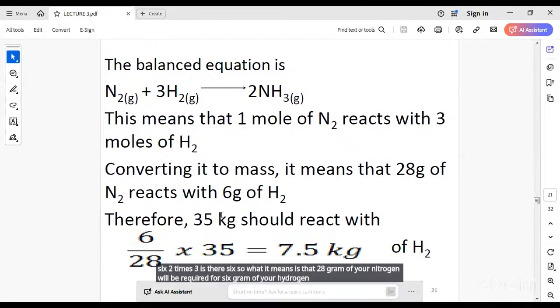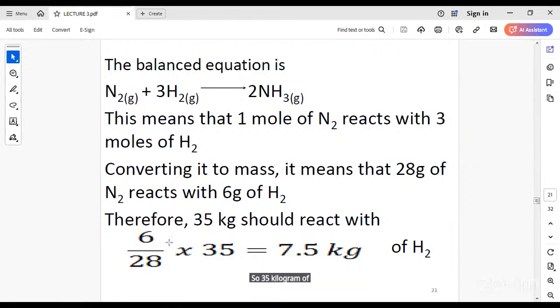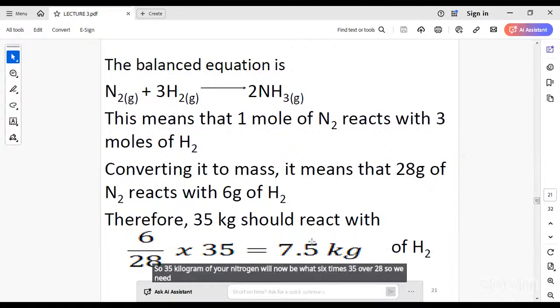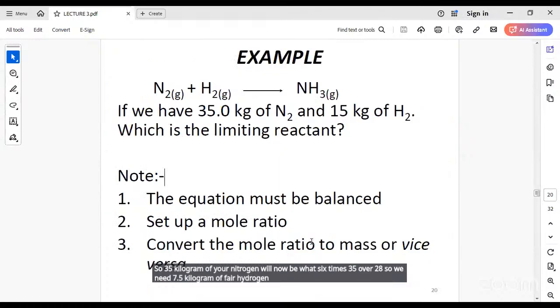But here I told that we had 35. So 35 kilograms of your nitrogen will now be what? 6 times 35 over 28. So we need 7.5 kilograms of hydrogen. For how many were we given? We are given 15 kilograms of hydrogen.